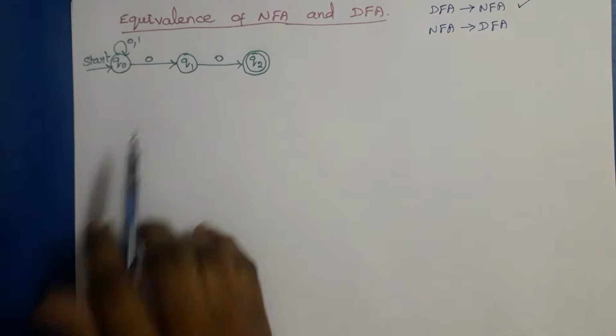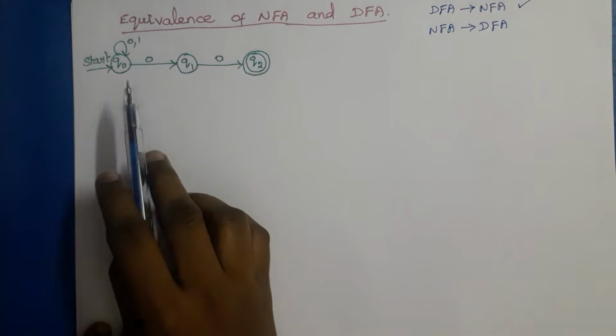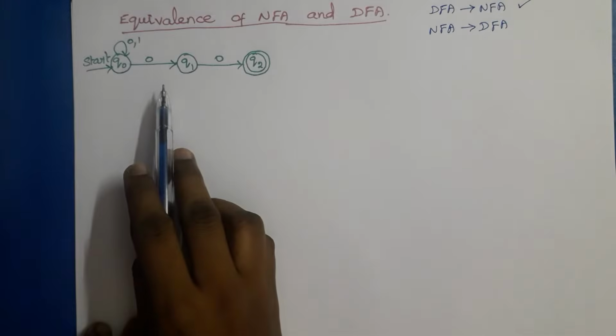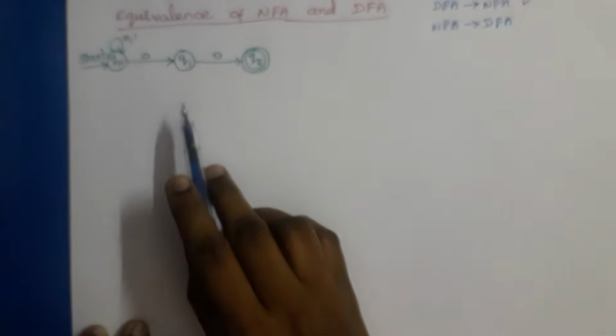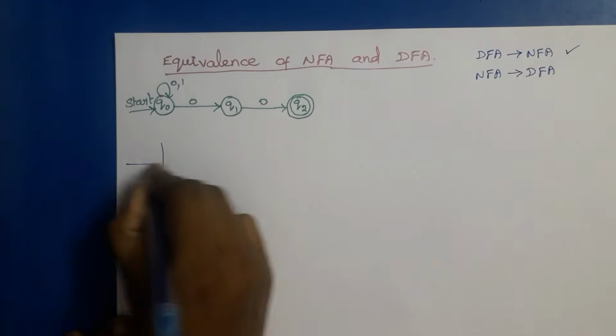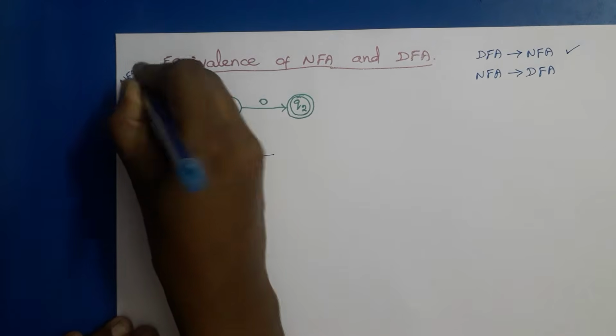So we will discuss one example for this. Consider this example. This NFA accepts all strings which end with 00. So we are going to convert this NFA into a DFA using the subset construction method. First we will construct the NFA table for this. So this is the NFA transition diagram, and this one is the table.